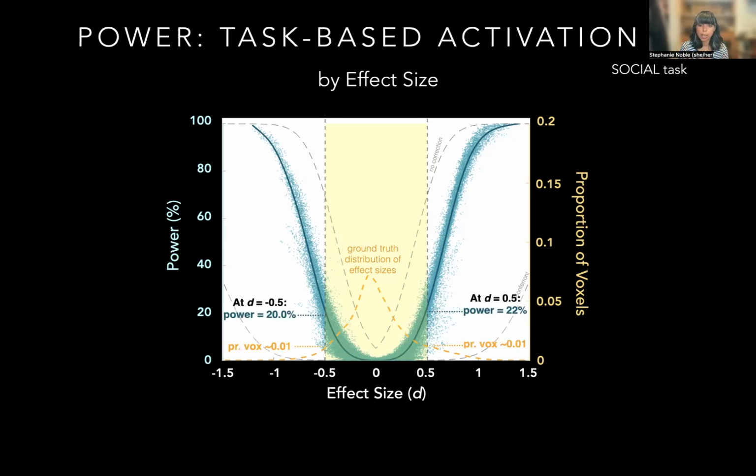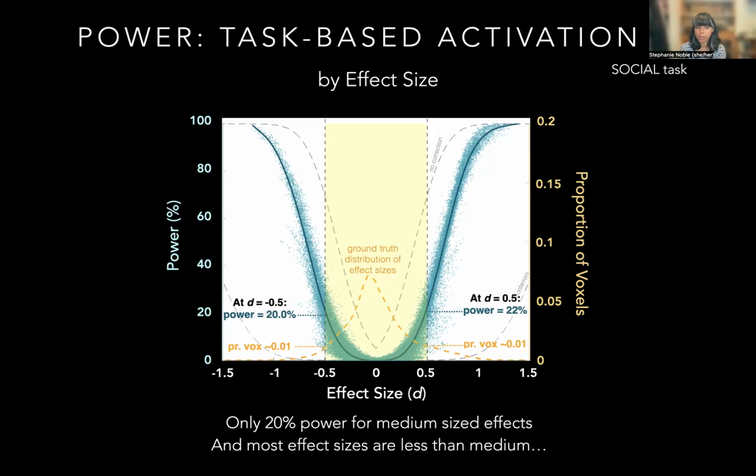So here I'm just highlighting where a medium Cohen's d effect size is, 0.5, both in the negative and positive directions. And we can see that power is about 20% to detect an effect at that effect size, which is much lower than our typically targeted 80% power threshold. And note also that we observe approximately 1% of voxels show a medium effect size.